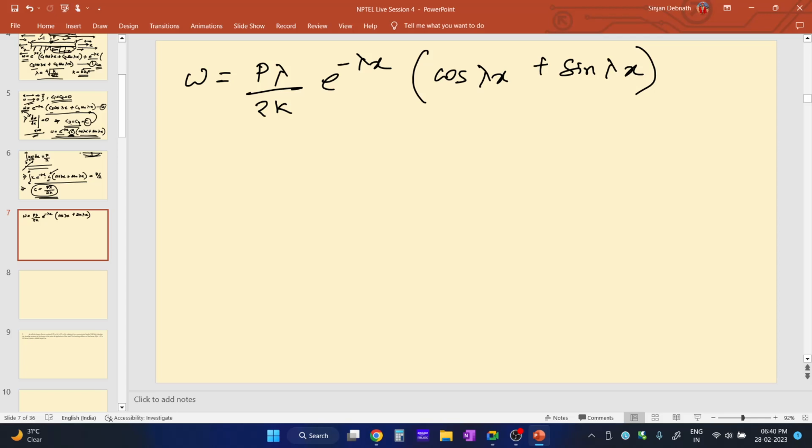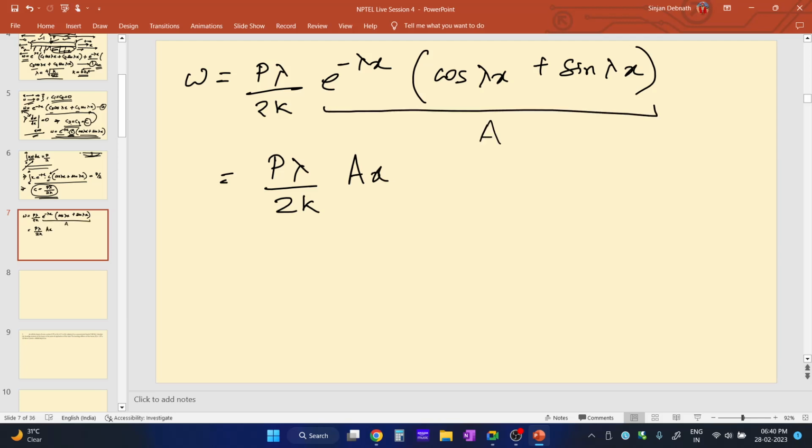So we can write it like this: w is equal to P lambda by 2k into A lambda x, where this part is A lambda x, since this is a function of both lambda and x. So we can write it like this: P lambda by 2k into A lambda x. This is the equation for deflection for an infinite beam. Okay, so this is it.